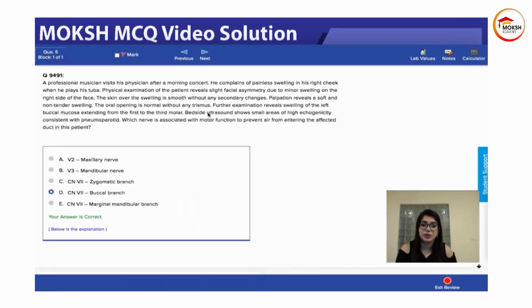So the question was asking you that the patient had painless swelling of the right cheek when he plays his tuba. He has facial asymmetry and the skin is smooth without any secondary changes. You have a soft and non-tender swelling, so you had parotitis. And further examination, swelling of the buccal mucosa extending from the first to the third molar. You have air. Okay, so areas of echogenicity consistent with pneumoparotid.